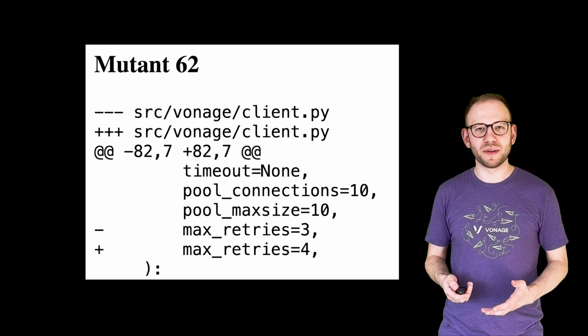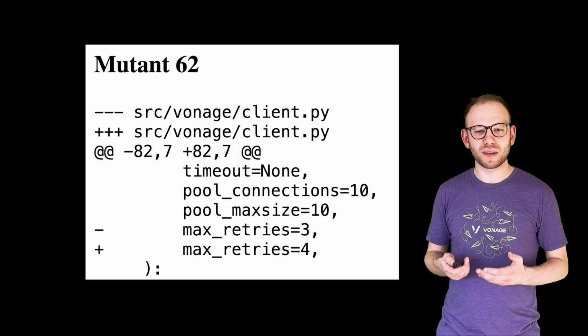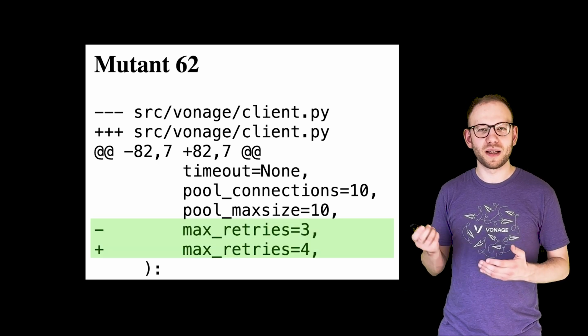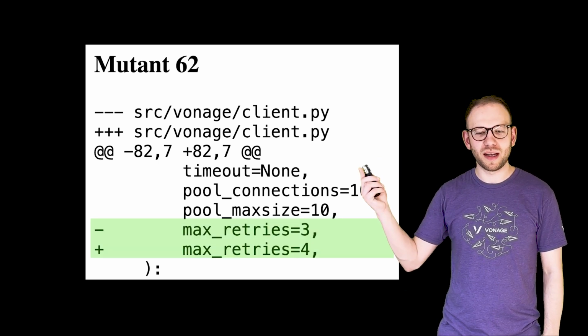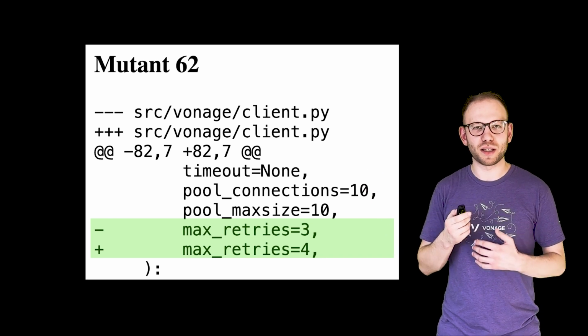Here's another example. This is mutant 62. And inside of here, all we do is change the value of a constant. And again, I don't think this is in the scope of what I want to test.